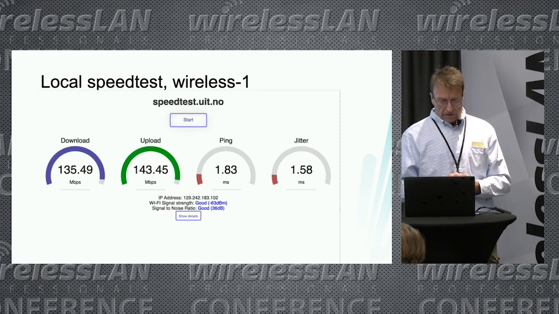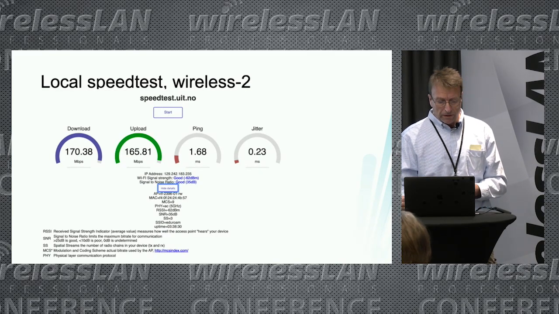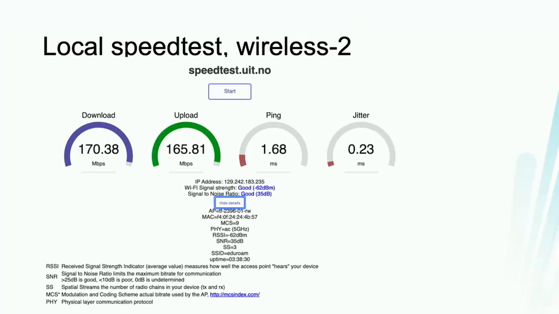Up front, you get signal strength and SNR. If you click on that Show Details button, you get which access point you are on, the MAC address of the client, your MCS rate, or the MCS rate that the AP uses to send to you, your PHY, SNR, spatial streams, SSID, and your uptime. This is also logged to syslog.